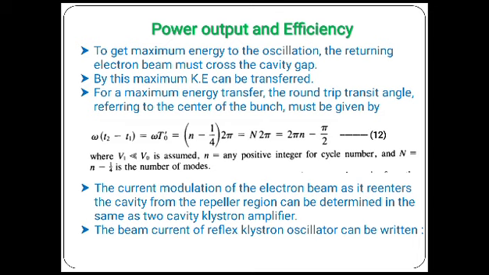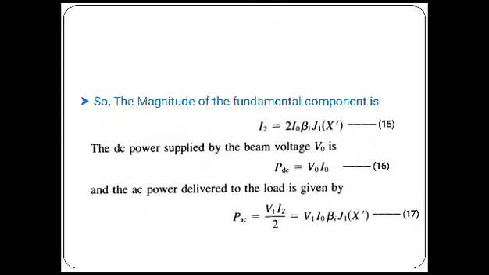Power and output: for maximum energy transfer to the oscillation, the returning electron must go through the cavity gap, so that energy can be transferred. For maximum energy transfer, the round trip transit angle must also be at the center of the bunch. The current modulation of the electron when it re-enters the cavity for the repeller field can be determined the same way as for the two cavity klystron. The beam current in the reflector can be written as I2 equal to 2 I naught J1 of x. The DC power supply P_DC equals V naught into I naught, and P_AC is equal to V1 I2.